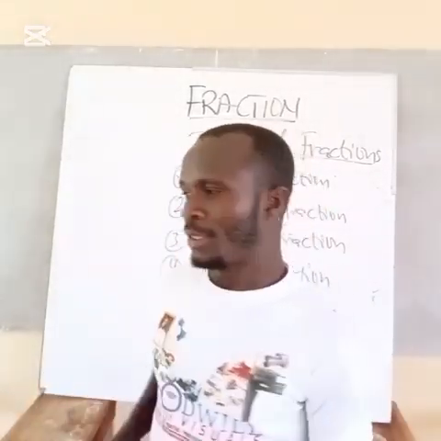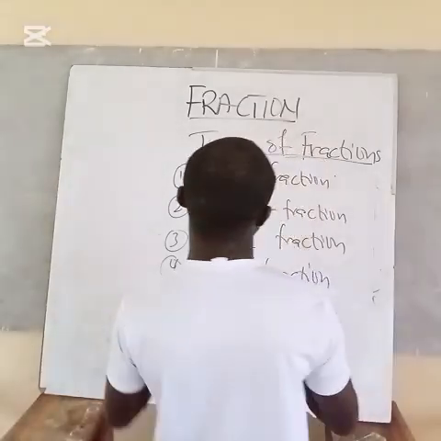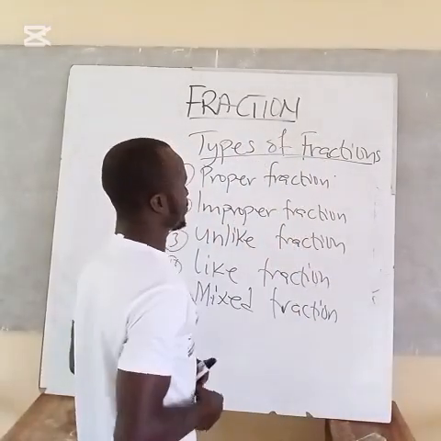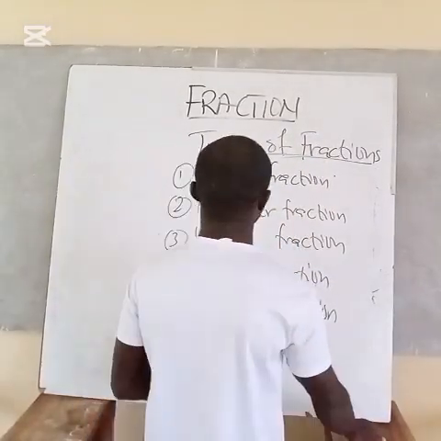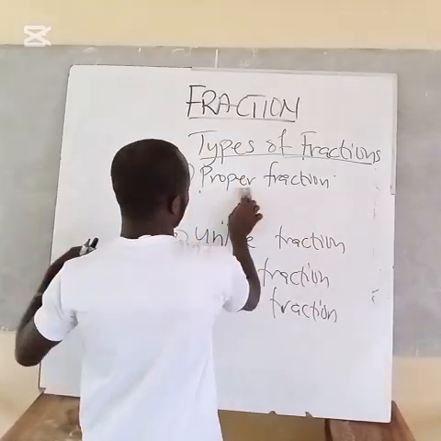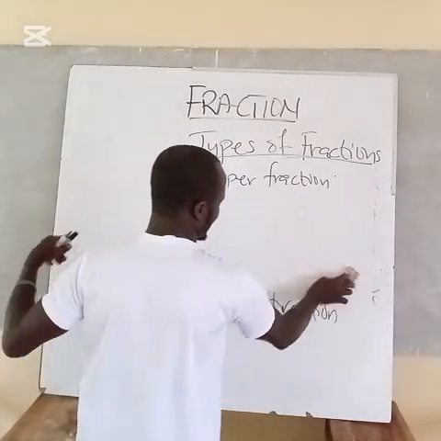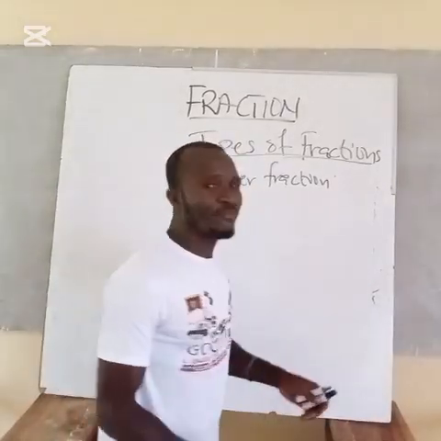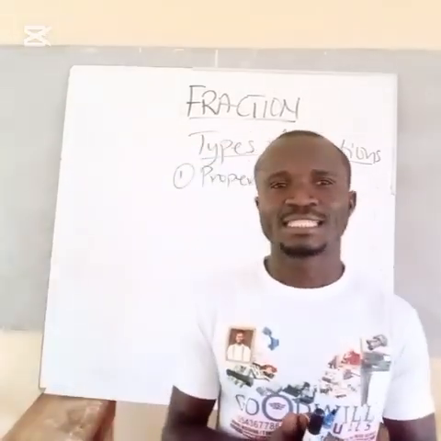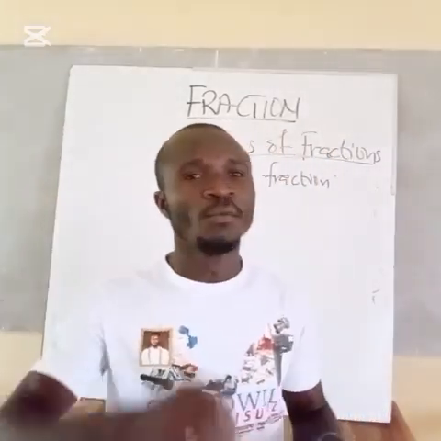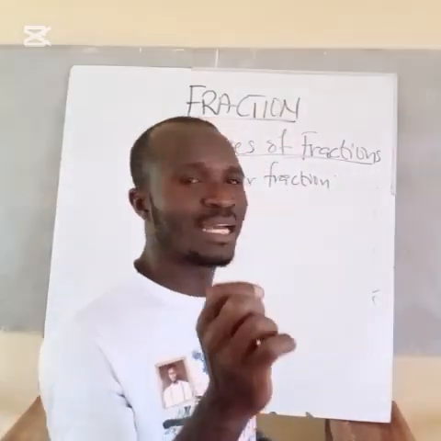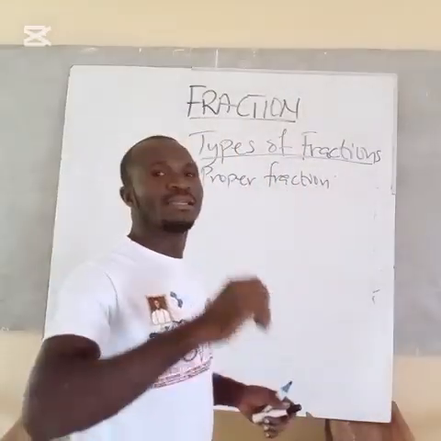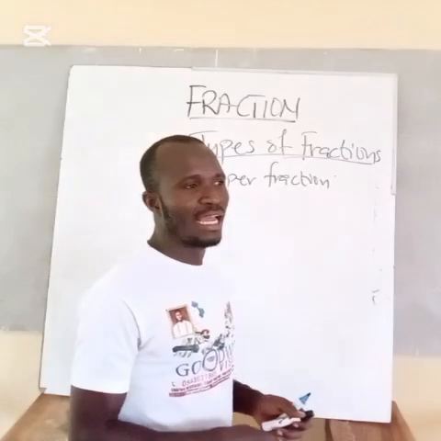So now let's take them one after the other and give the examples, okay? The first one, let's take the proper fraction. So let me clean the rest. Let me demonstrate with the proper fraction. Proper fractions are the fractions where the numerator is lesser than the denominator.